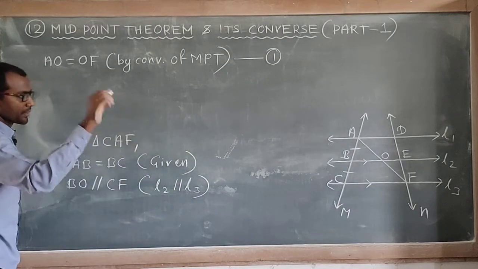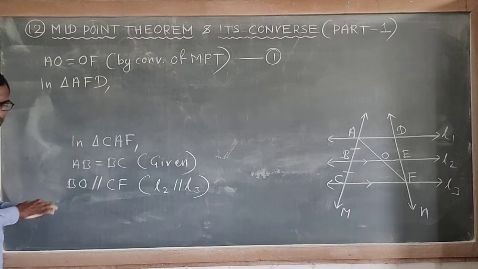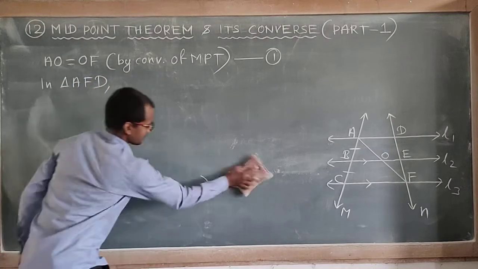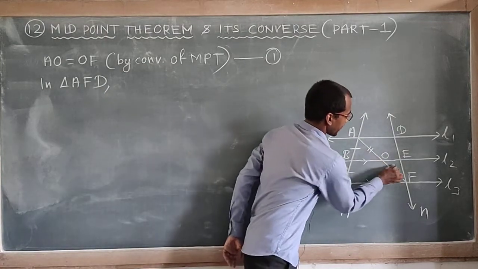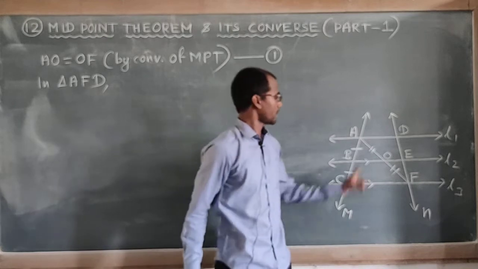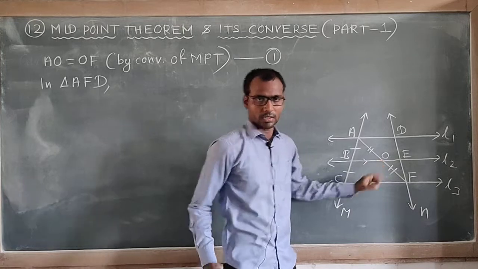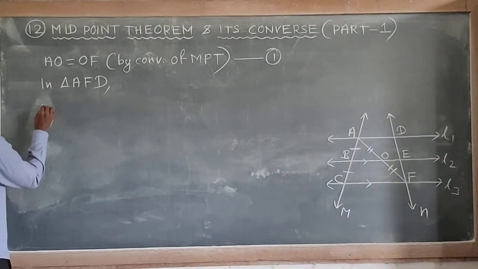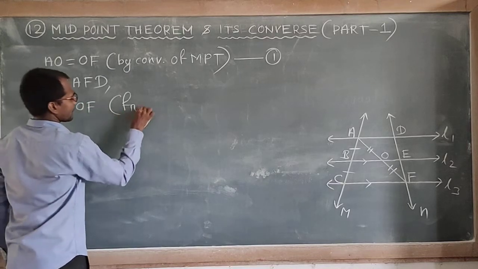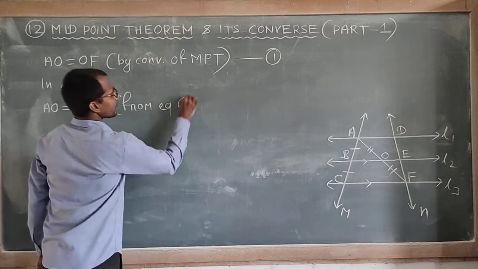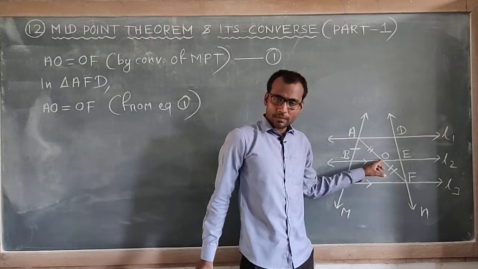Now look at triangle AFD. In triangle AFD, we have already proved that AO is equal to OF. Again, O is the midpoint of AF. We have already proved AO is equal to OF from equation 1. So O is the midpoint of AF.